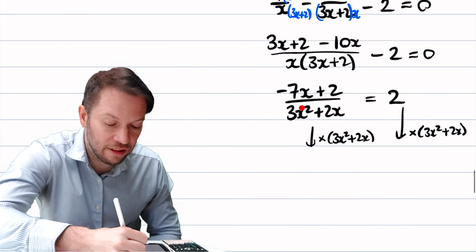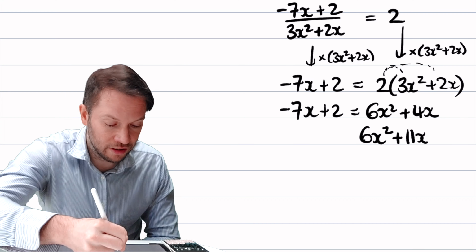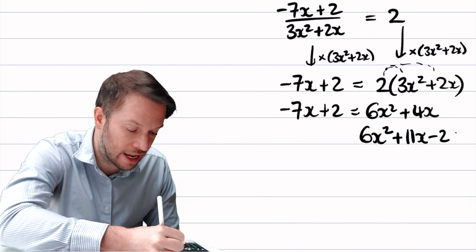Now I've got a quadratic equation. I need to get it all to the side where x squared is positive, so I'm going to get it all to the right-hand side. We've got 6x squared. I'm going to add 7x to both sides, so that becomes 11x. And I'm going to subtract 2 from both sides. And now I've got 0 on one side of the equation, which I've just put on the right here.